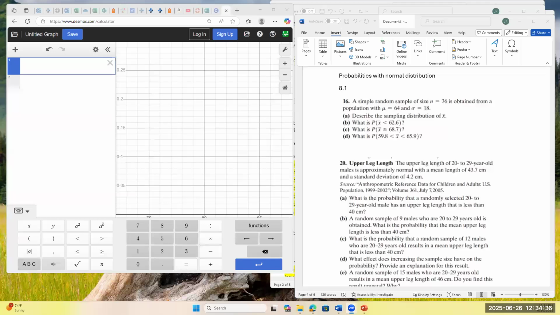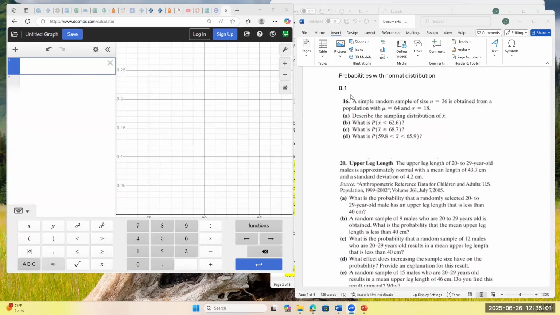This video goes along with Module 9 of Math 300, and we're going to be looking at using the normal distribution again to solve probabilities. This time we're going to be looking at finding the probability that a sample mean has a particular value or that a sample proportion has a particular value. So let's look at this first problem, number 16.